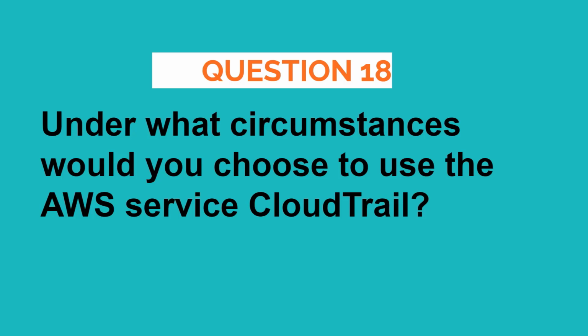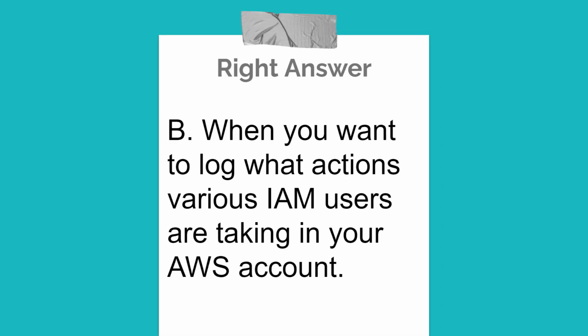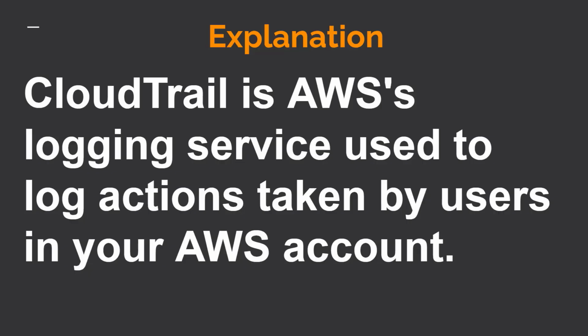Question 18. Under what circumstances would you choose to use the AWS service CloudTrail? Options. A. When you want to collect and view resource metrics. B. When you want to log what actions various IAM users are taking in your AWS account. C. When you want a serverless compute platform. D. When you want to send SMS notification based on events that occur in your account. Right answer is B. When you want to log what actions various IAM users are taking in your AWS account. Explanation: CloudTrail is the AWS logging service used to log actions taken by users in your AWS account.